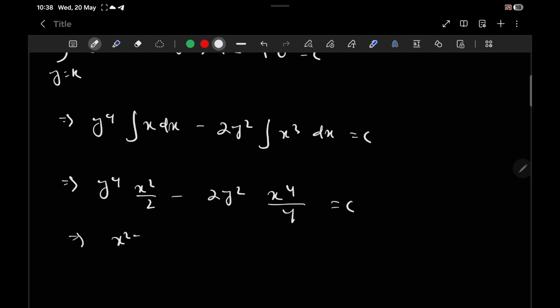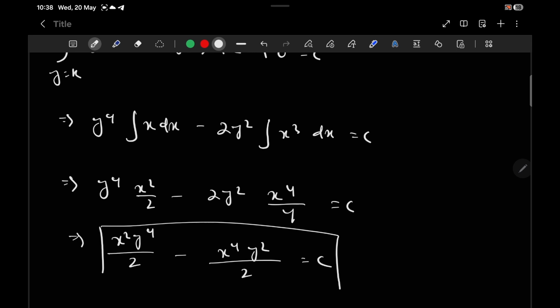That is x^2 y^4 divided by 2 minus x^4 y^2 divided by 2 is equal to c. So this is our final equation after solving the inexact differential equation by reducing it into the differential equation that is in exact form, right?